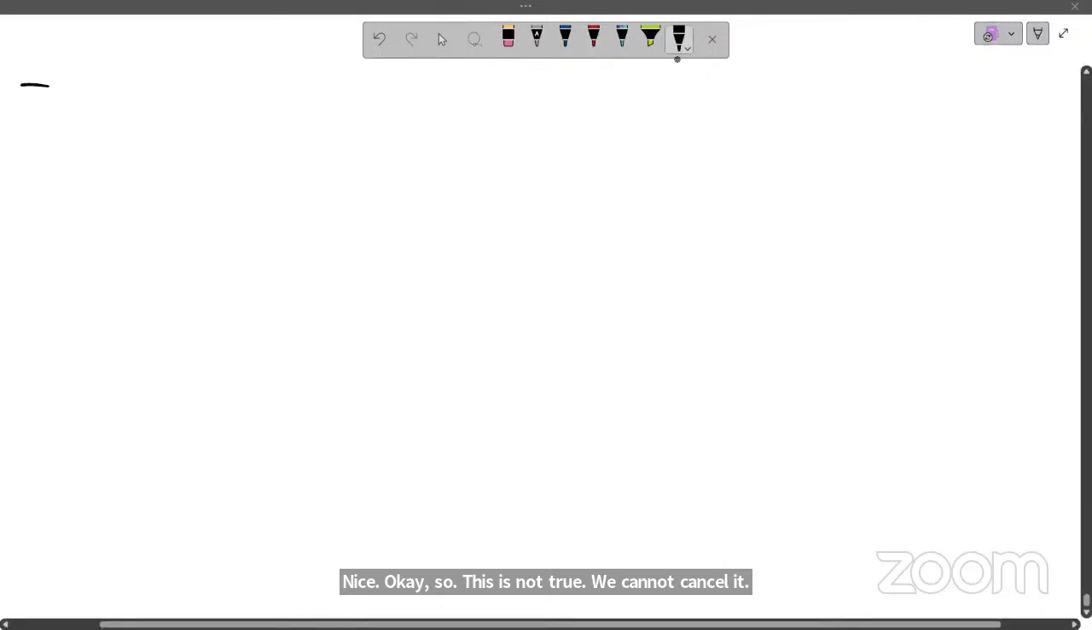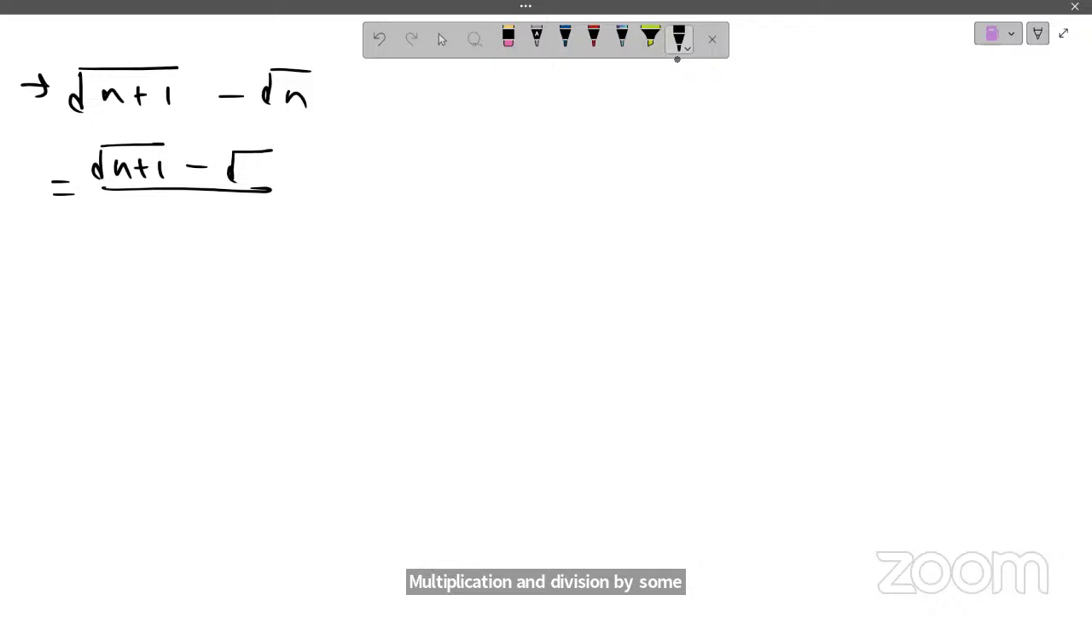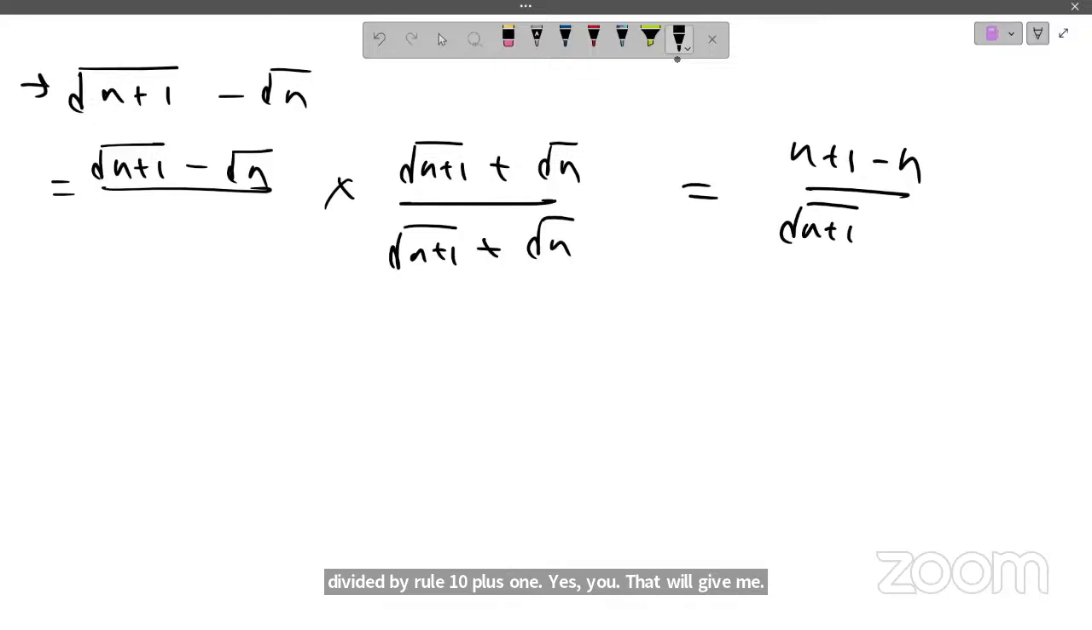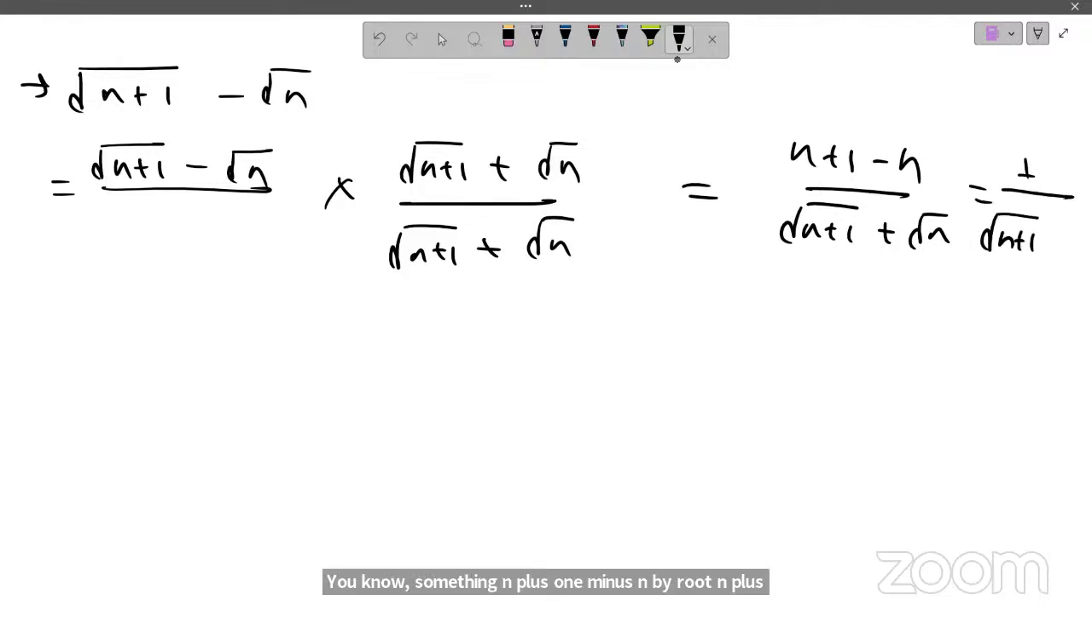But in this case, what we will do is, for root n plus 1 minus root n, we can use multiplication and division by another factor. I'll multiply it by root n plus 1 plus root n and divide by root n plus 1 plus root n. That will give me n plus 1 minus n over root n plus 1 plus root n. I don't think it will help for deciding whether it is increasing or decreasing.